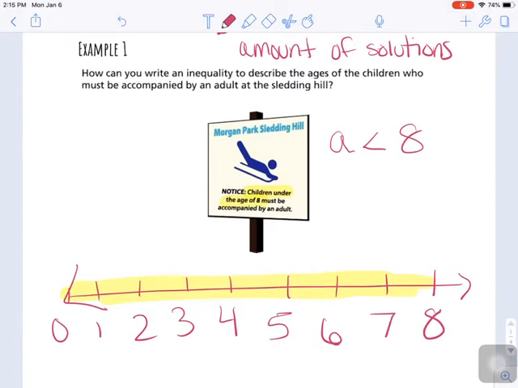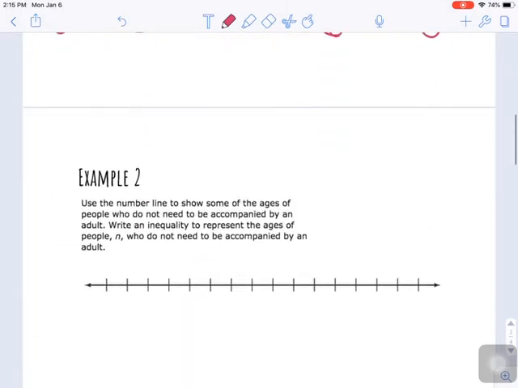Now, if this sign says children 8 or under, now we're including 8 years. Before we were only including what was beneath 8, but now we're actually including 8. So now we want to add that or equal to, because even if they are 8 years old, they have to be accompanied by an adult, where before it was saying under 8, so all the way up to like 7.5. But now we are including that 8. All right, let's try another one.